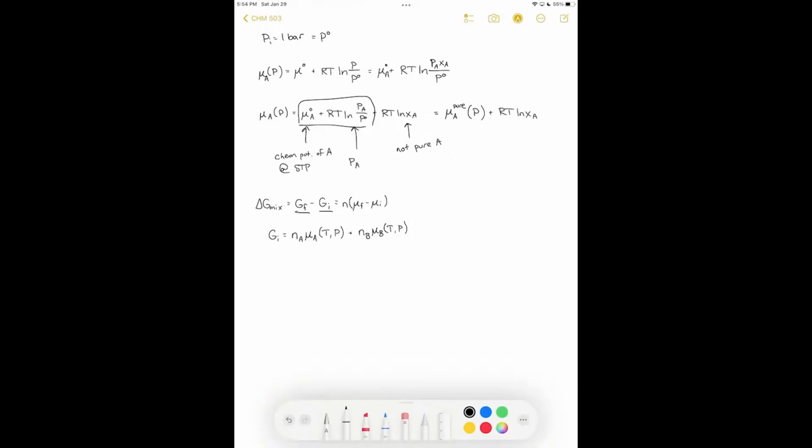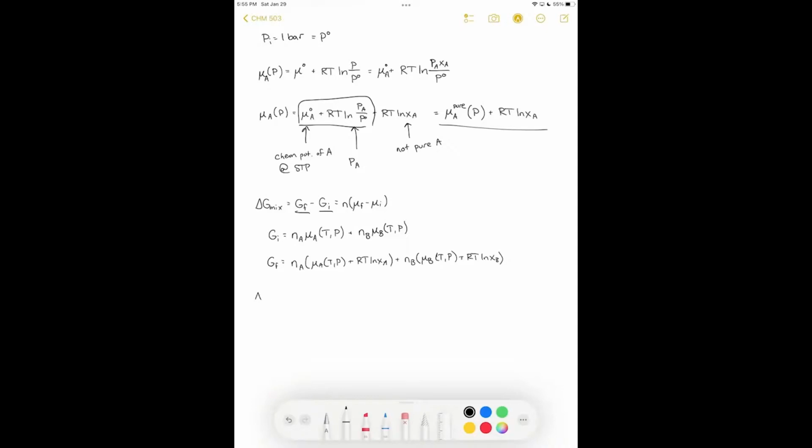Now, when the mixing occurs, what's the final Gibbs free energy? Now we have mixing, so we have to consider this expression as well. So our final Gibbs free energy is Na times mu A at temperature and pressure plus RT natural log of XA. And then we have plus Nb times mu B at temperature and pressure, plus RT natural log of XB, the mole fraction of B. And this is our final Gibbs free energy.